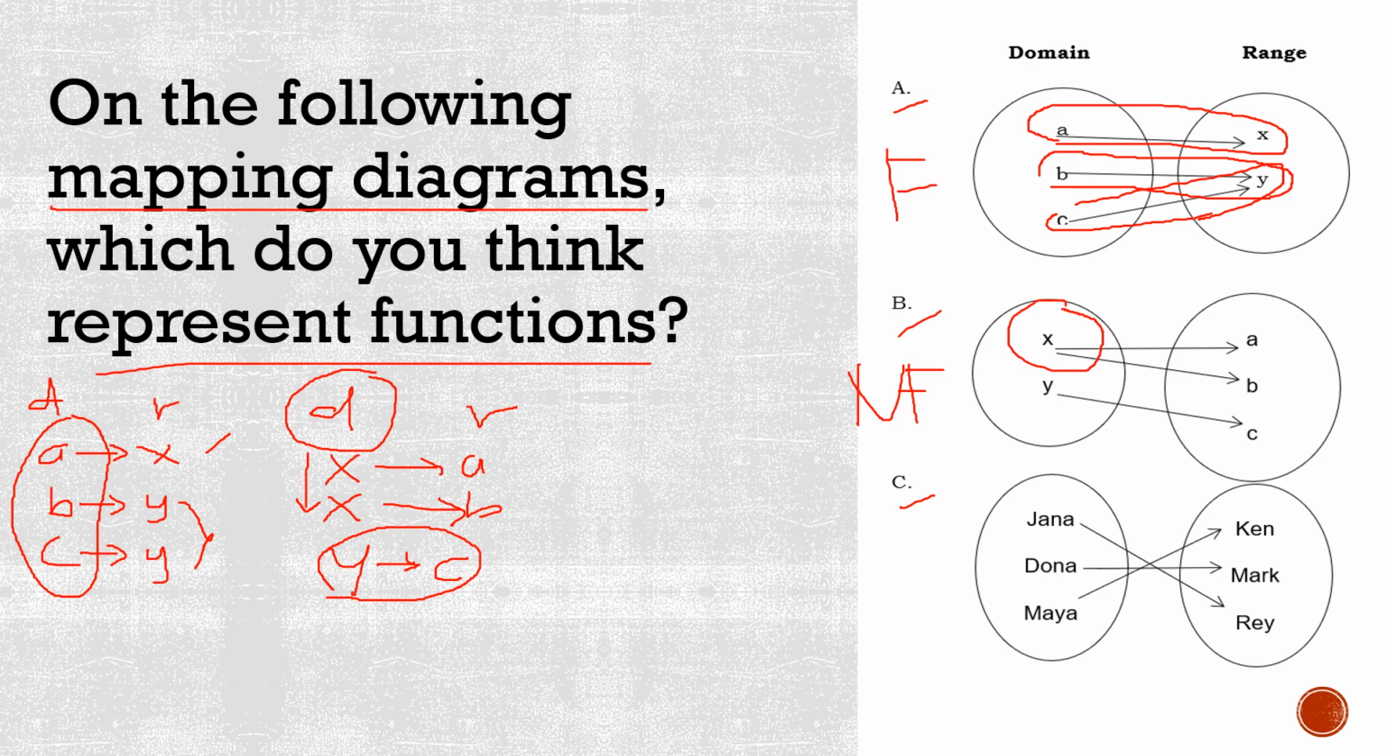Now, going to your letter C, Jana was partnered to Ray. Donna was partnered to Mark. And Maya was partnered to Ken. So there is no repetition with your domain here, and there is no repetition in your range. So there is a one-to-one relationship between Jana and Ray, Donna and Mark, and Maya and Ken. So your letter C is a function, or this mapping diagram represents a function.